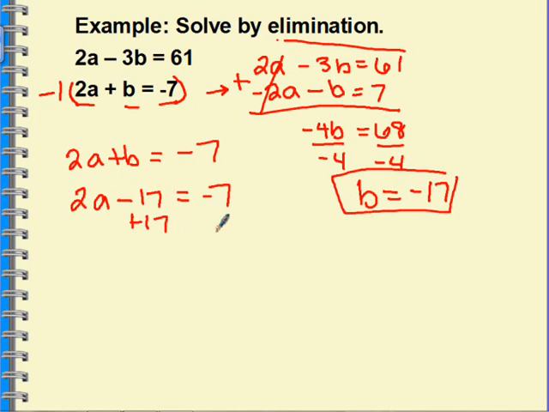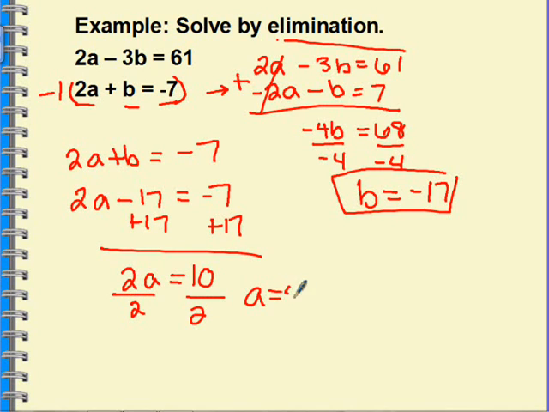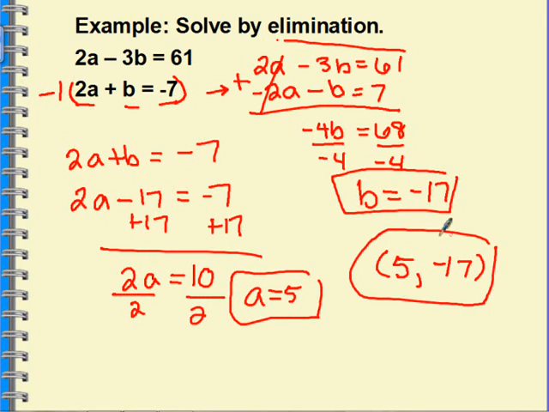Add 17 to both sides. So I get 2a equals 10. Divide by 2, so a equals 5. Well, how am I going to write this as an ordered pair? We're just going to go alphabetically. So a comes first in the alphabet, so it will be a, comma, b. So 5, comma, negative 17. And we're done.